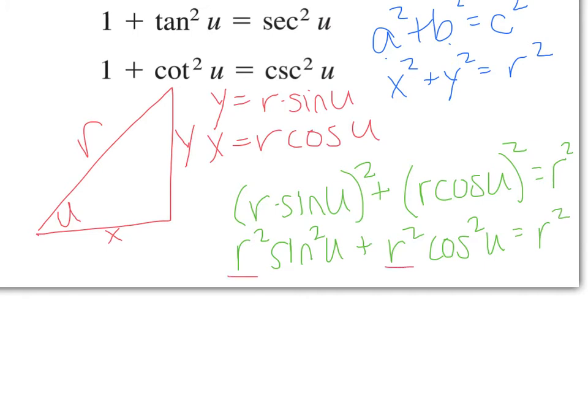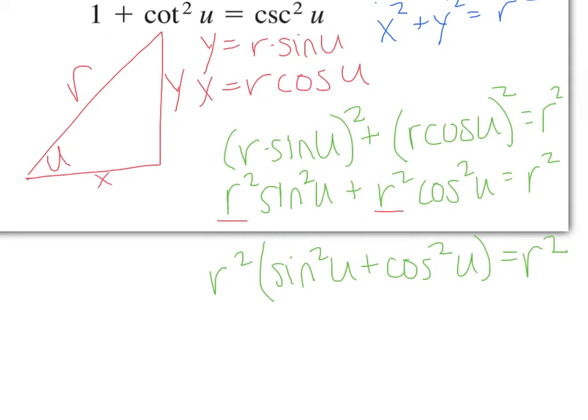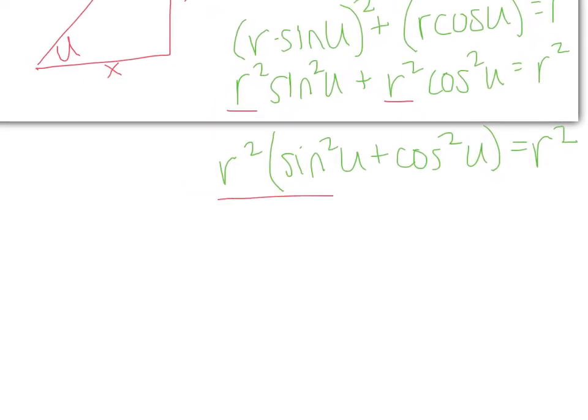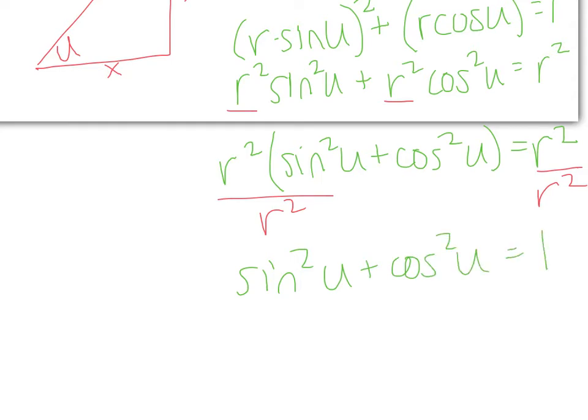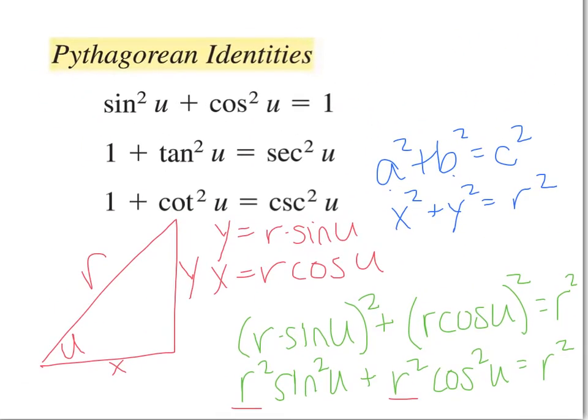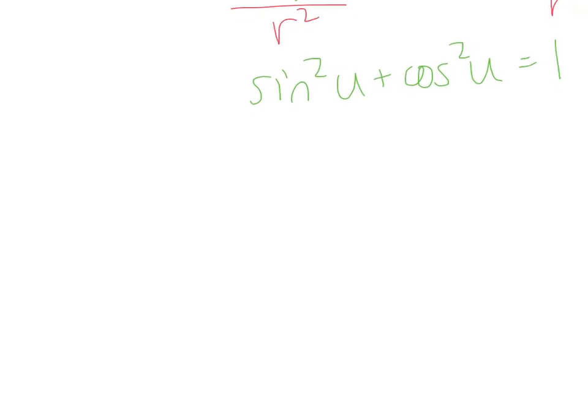Both of these terms have an r squared in common, so I'm going to factor it out and make it r squared times sine squared u plus cosine squared u equals r squared. And then if I take both sides and divide them by r squared, now I'm going to get sine squared u plus cosine squared u equals 1. So there's how we get the very first one. Keep going to find the next two.